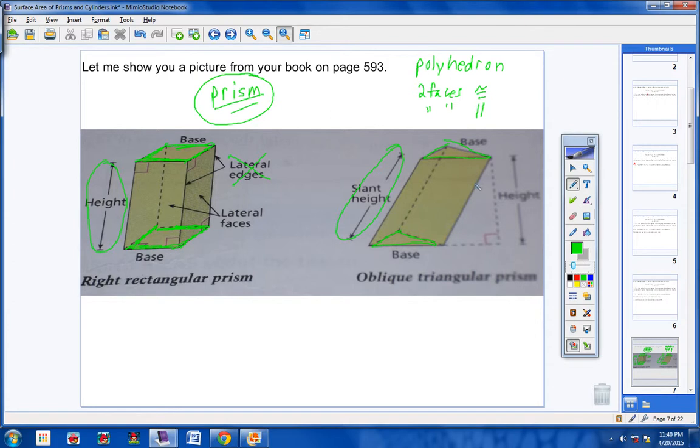The height of a prism is the vertical or perpendicular height that runs from one base to the other base. That is the height that we're talking about when we say height. Slant height is if you have one of the oblique prisms. It might not be triangular, but an oblique prism. So it's slanted. That's the height that runs from here down to here.